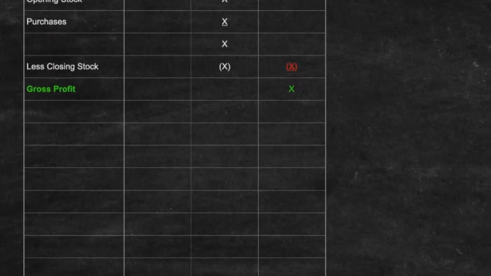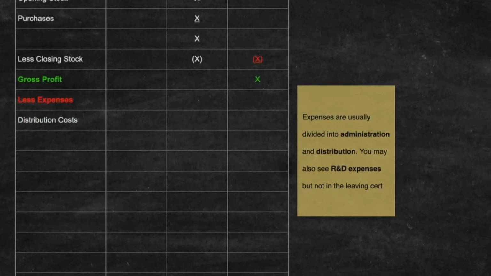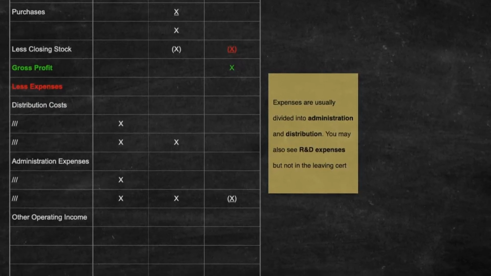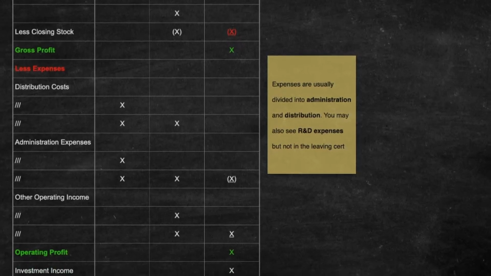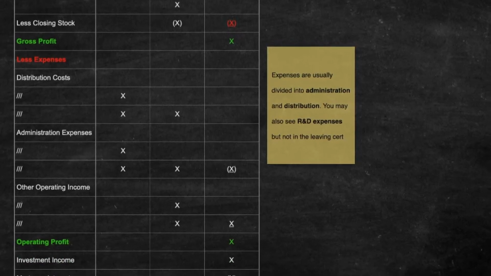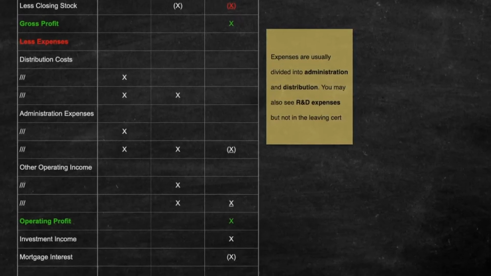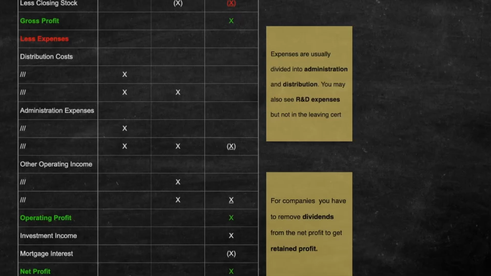From there, you subtract your running expenses, which are split into administration and distribution, and add any operating income, like discounts received. This gives your operating profit, and finally, add any investment income, subtract the debenture interest, which is your loan interest, and you're left with the net profit. For a company, you then subtract your dividends to get the retained profit for the year.